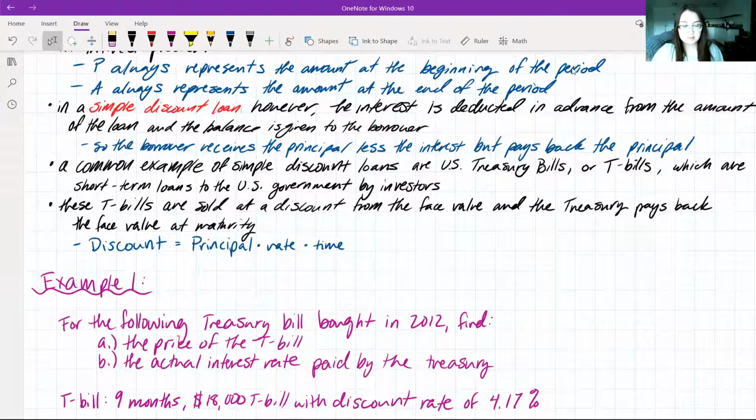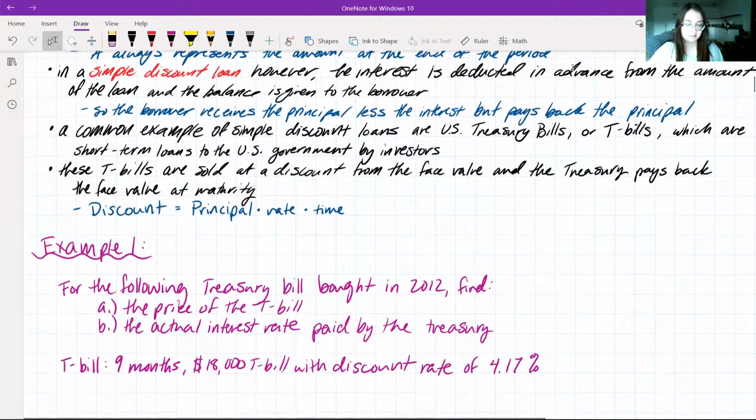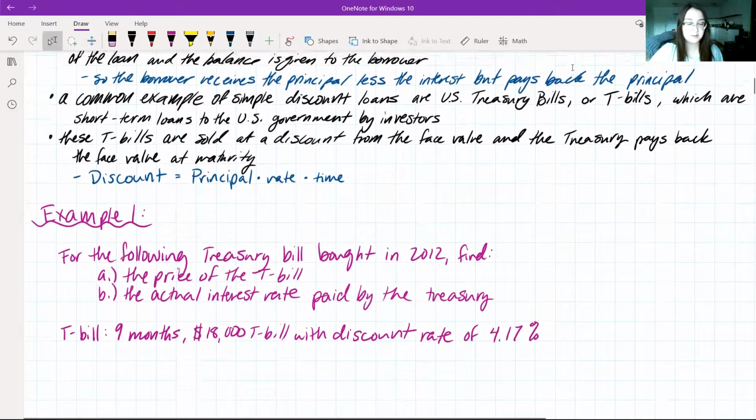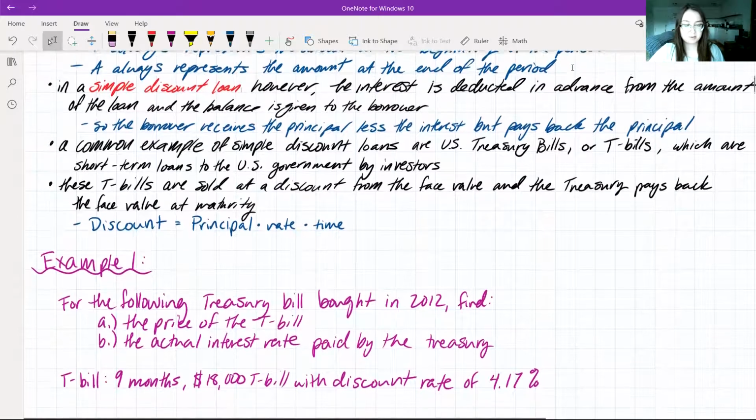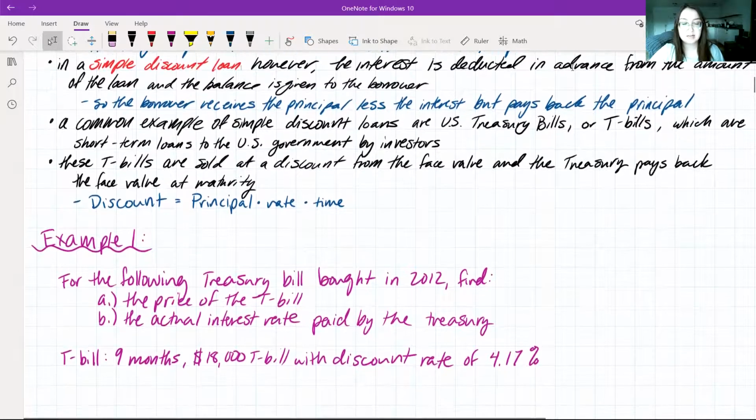A common example of simple discount loans are the U.S. Treasury bills, or T-bills, which are short-term loans to the U.S. government by investors. The T-bills are sold at a discount from the face value, and the Treasury pays back the face value at maturity. So what we get here is that if we want to solve for the discount, our discount is going to be equal to our principal times our rate times our time.